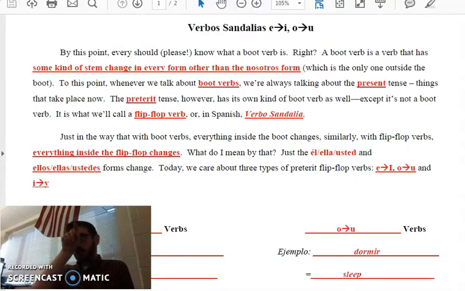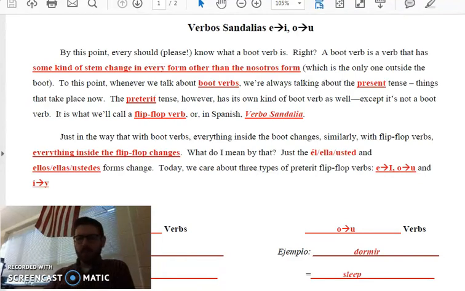When you draw a line around the conjugation chart, they don't look like a boot because it doesn't include the yo and the tú form. It is what we'll call a flip-flop verb, or in Spanish, un verbo sandalia. So just in the way that with boot verbs, everything inside the boot changes, similarly with flip-flop verbs, everything inside the flip-flop changes. Everything inside that bottom part of the conjugation chart. What do I mean by that? Just the él/ella/usted and ellos/ellas/ustedes forms change. So today we care about three types of flip-flop verbs: E to I, O to U, and I to Y.